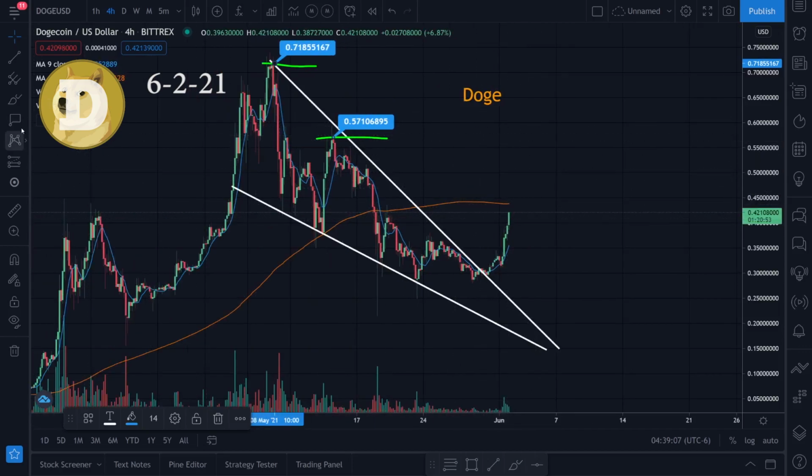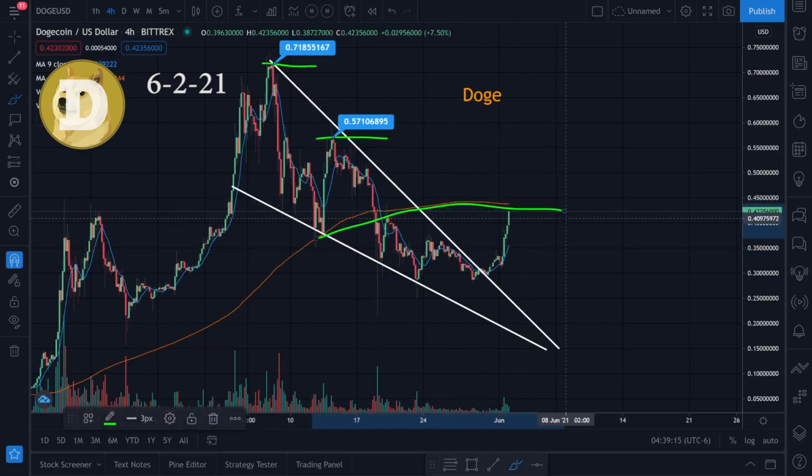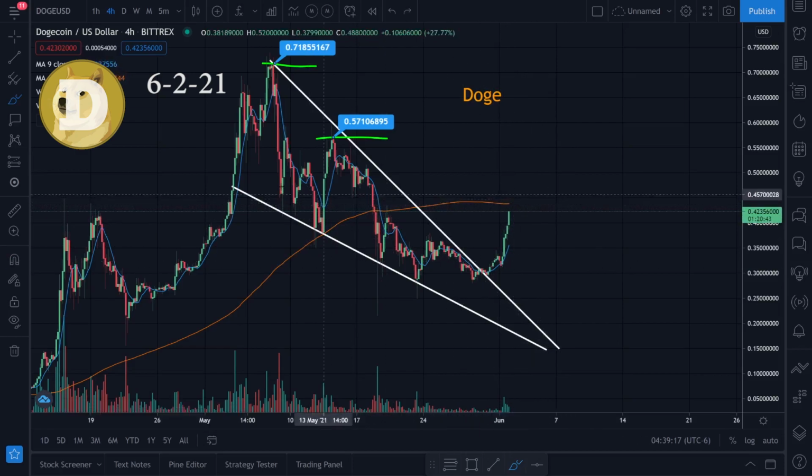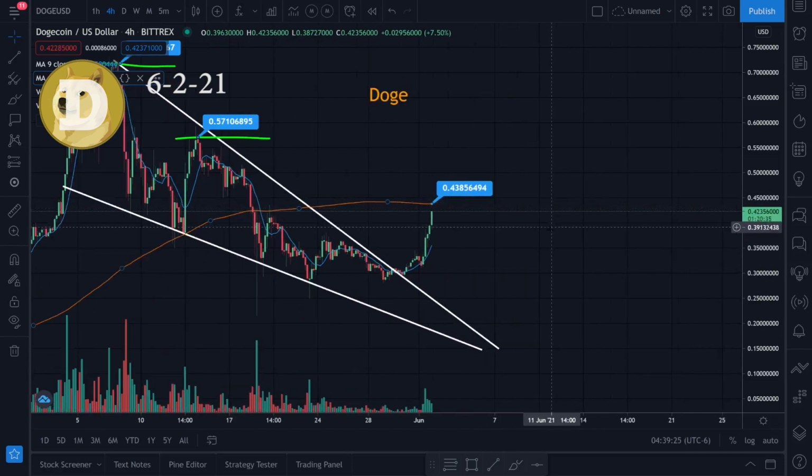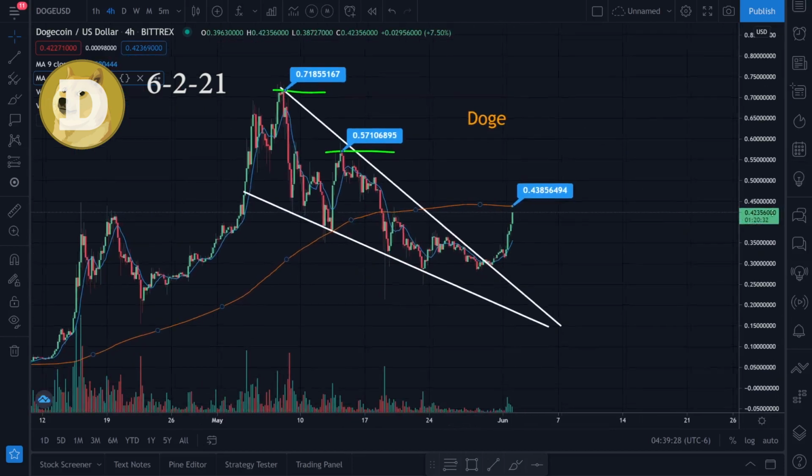We also have this 180 moving average, and this is on the 4-hour time frame again, and we have it coming in like this. So what I'm looking at right here, or what I'm wondering, is if we're going to get some resistance right at around 0.438. We're pretty much approaching it right now. So yeah, those are the levels that I'm watching for resistance right now.